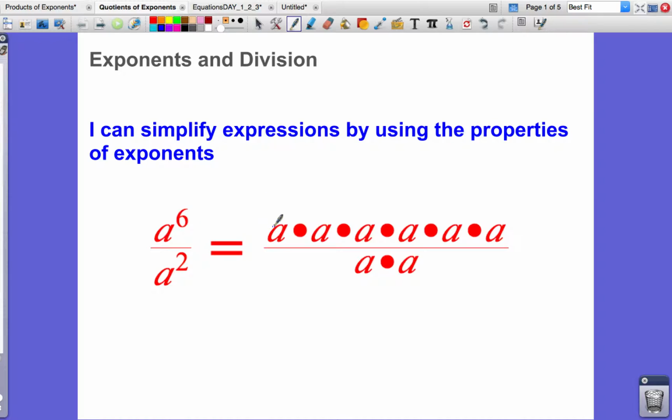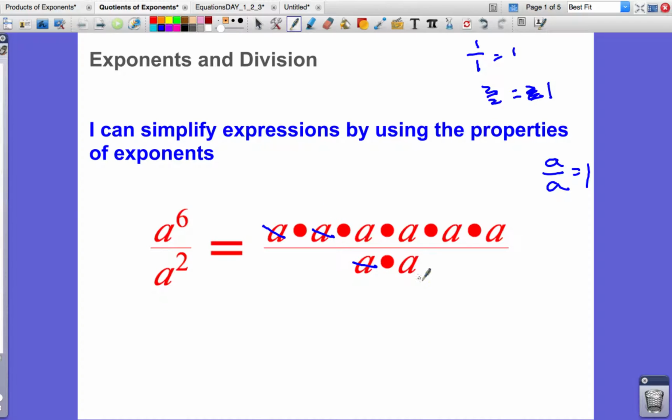Well, if we notice, we can actually cancel things out here to simplify this. Because if I have a divided by a, no matter what the number a is, it's going to be 1. Because 1 divided by 1 is 1, 2 divided by 2 is 1. Any number divided by itself is 1. So if I have a over a right here, it's equal to 1, and then 1 times a is just a. So they essentially cancel each other out, because a divided by a is 1.